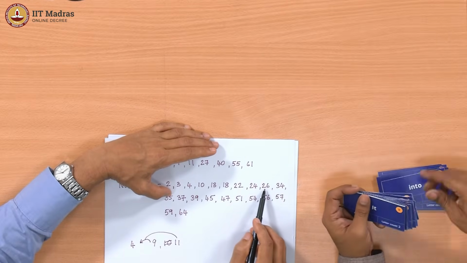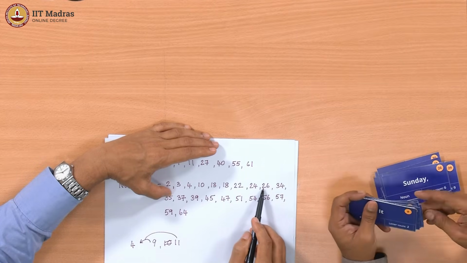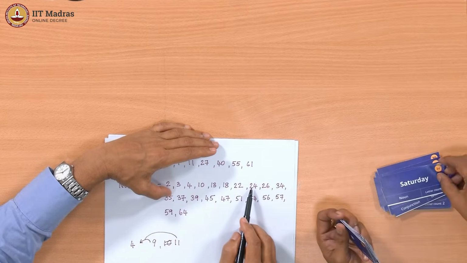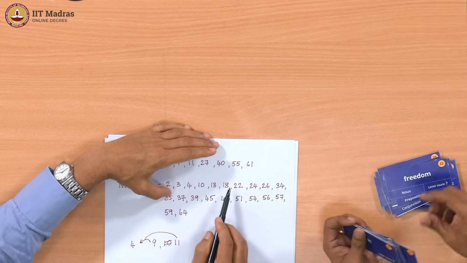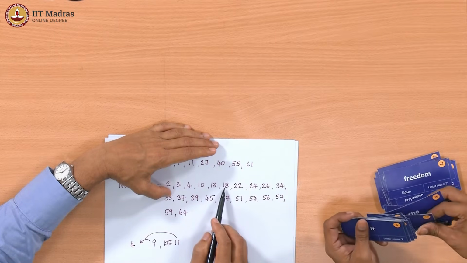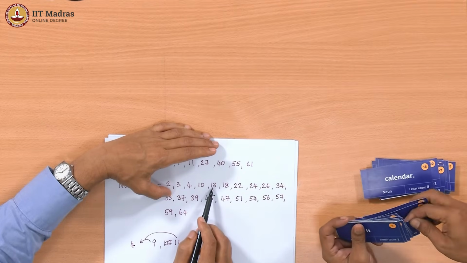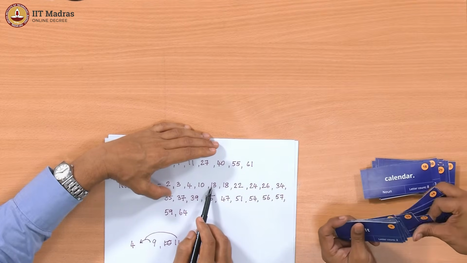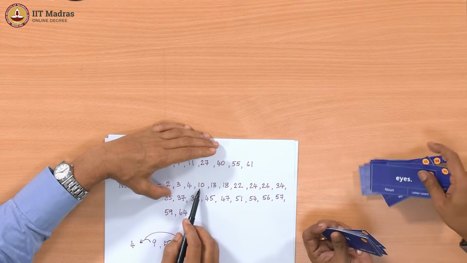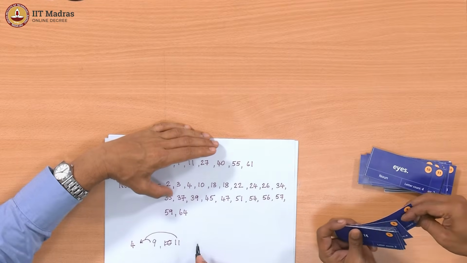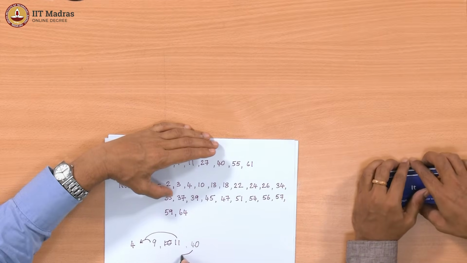26, you have to go back a bit. 26 is Sunday. 24 is Saturday. 22 is freedom. 18 is calendar. I think 13, you will come back to Swaminathan. We did it last time, right? 13 is Monday. 10 is eyes, okay. So basically even for 40, we came back to 4. Finally, if you think about this, 40 also comes back to the same 4.